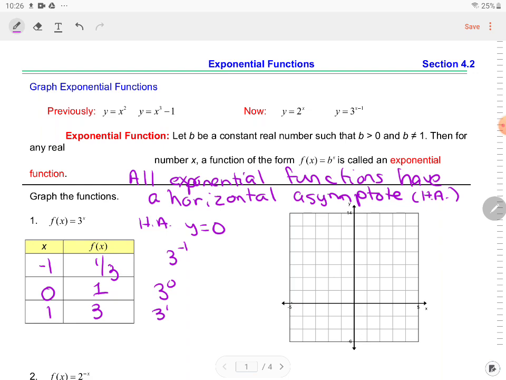So I'm going to go and graph an HA here. Then I'm going to take those 3 points and graph them. -1, 1/3 is about right there. 0, 1, 1, 3. If you recall, we don't cross those asymptotes. We get close, and we try to hit our points. So I'm trying to skim along the asymptote there. Don't cross it. And so that's what an exponential function looks like. If you notice, ours is always increasing.